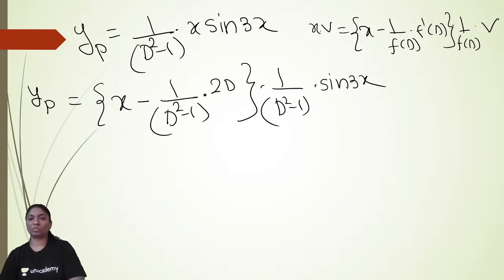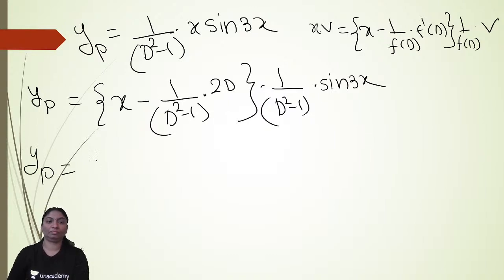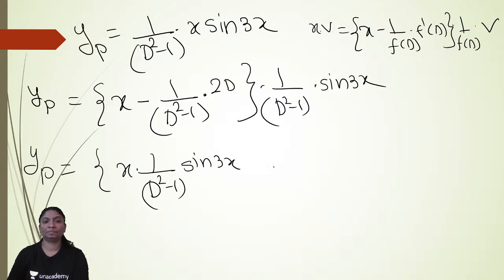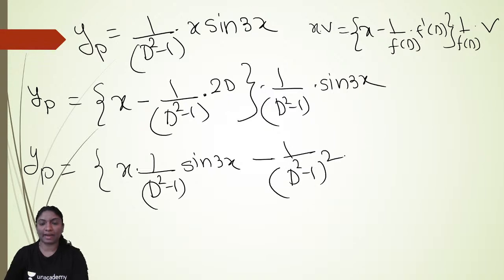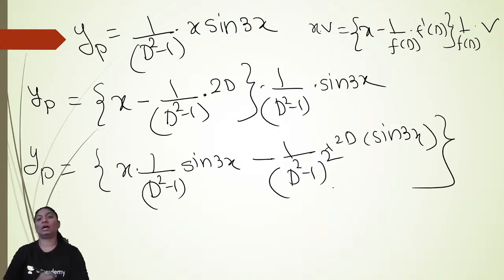Okay, 1 upon d square minus 1 into sine 3x. So x into 1 upon d square minus 1 into sine 3x, minus 1 upon d square minus 1 bracket square, 2d into 2d of sine 3x. Okay, I hope you are clear up to this step.